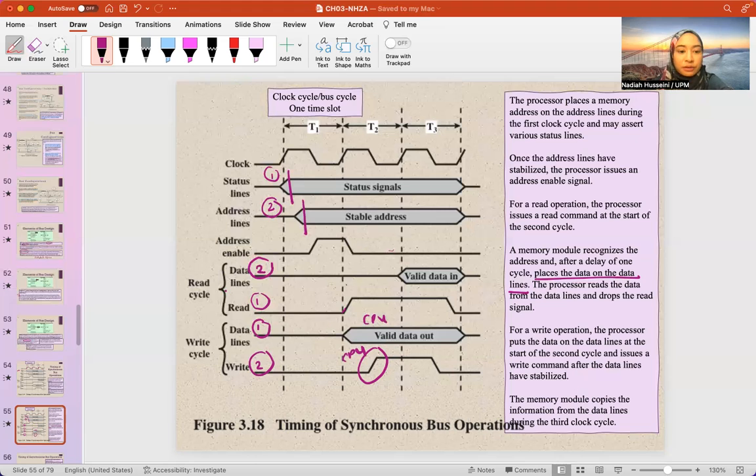Whereas for the read cycle, this is triggered by the CPU. The CPU wants to read from the memory. The memory does not know this yet. So the memory has to recognize this, and in return, it has to process this within one time cycle, and then it puts in the data for the processor to read. So you see that there is a time gap over here.